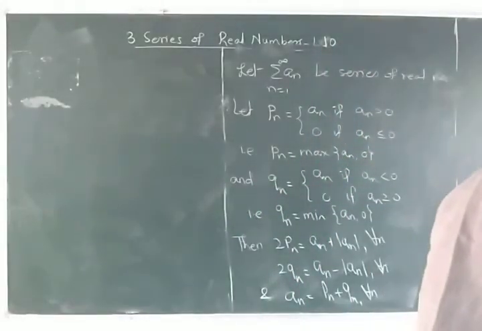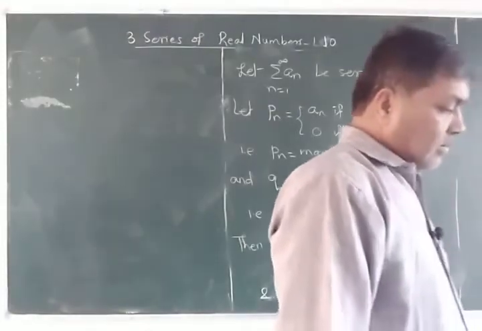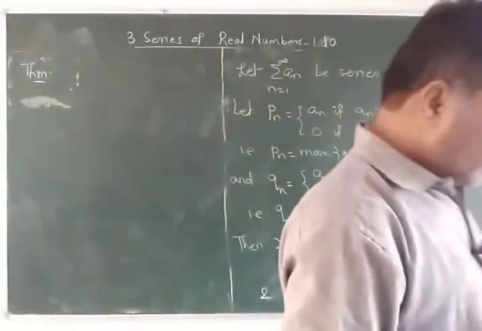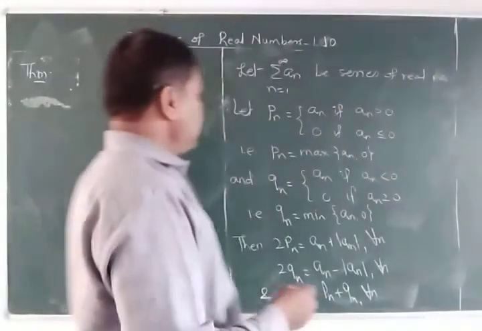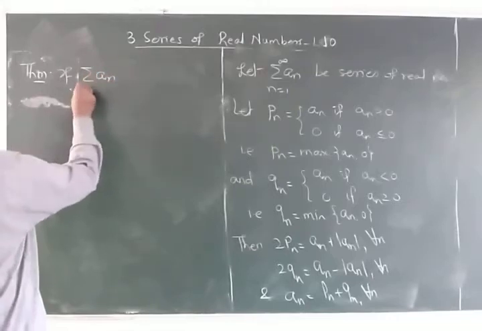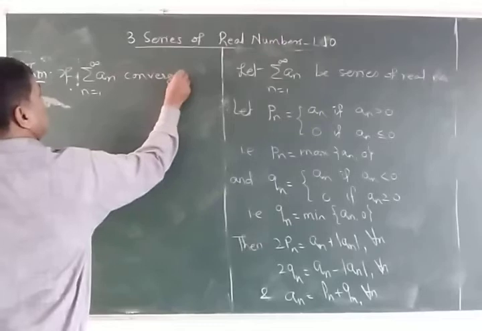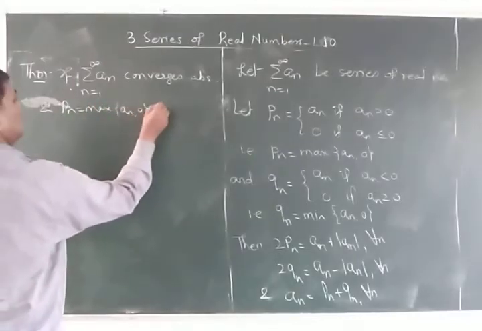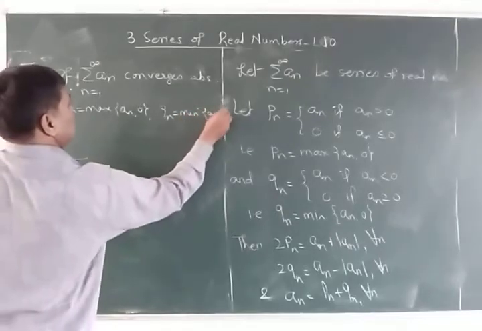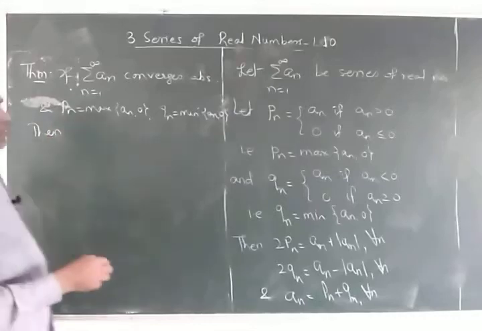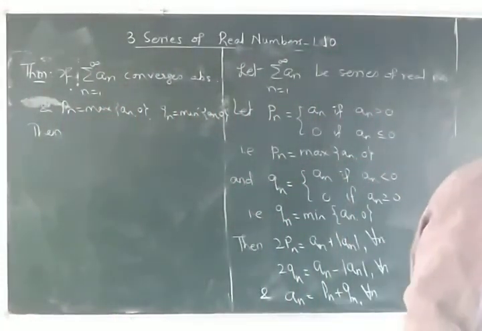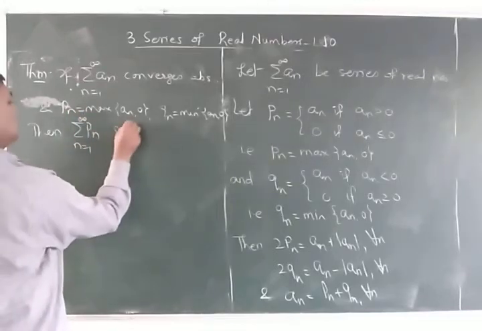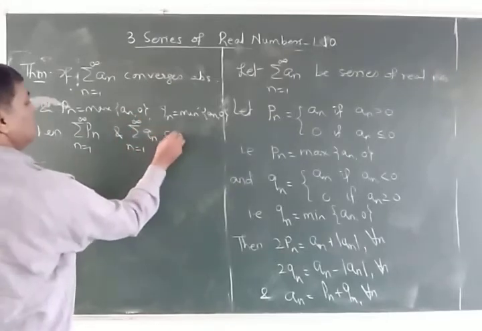So with the help of this, we'll prove a result. Theorem: if summation of a_n, n equal to 1 to infinity, converges absolutely, and P_n is equal to maximum of a_n, 0, and Q_n is equal to minimum of a_n, 0, then summation of P_n and summation of Q_n, n equal to 1 to infinity, converge.